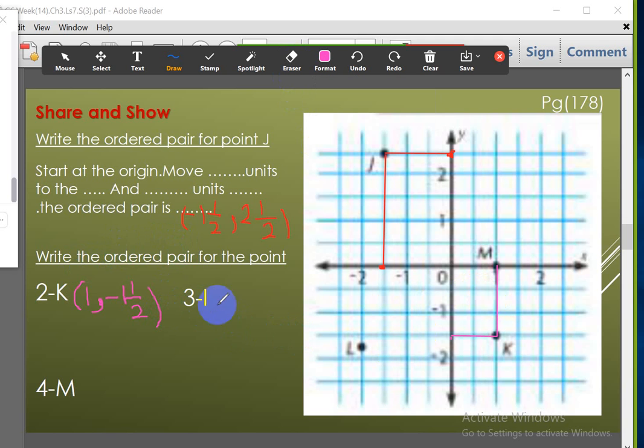Now what about the next point? Point I. What is I? No, this is not I, I think this is L. I'm sorry. This is L.